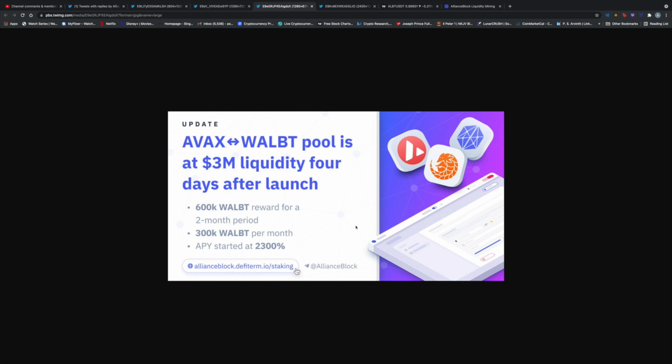Now, we know that Alliance Block is a huge partner with Avalanche, and recently you have been seeing Avalanche in terms of price appreciation has been almost 3xing. If you had bought it at around 9 USD or 15 USD, you would be almost 3x or 4x your money by now, right? So it says 600k wrapped Alliance Block reward for a 2-month period, 300k wrapped Alliance Block per month, APY started at 2,300%. So this is found in DeFi Terminal .io/staking, right, where there's a wrapped Alliance Block pool with AVAX in this liquidity mining pool, I believe is staking. Yeah.